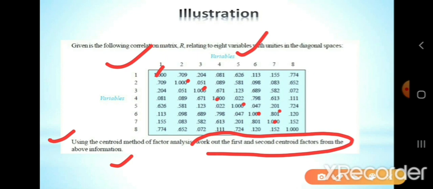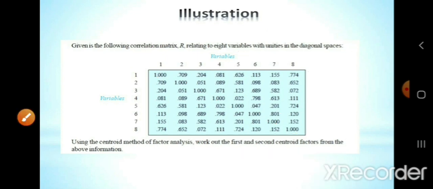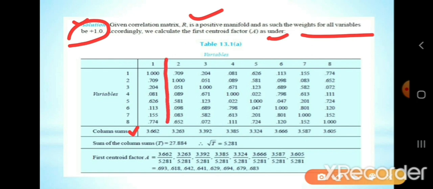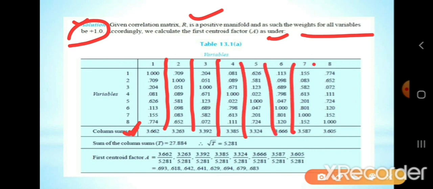Okay, so this is our correlation matrix. So the first step is, as we can see, all the scores in the given correlation matrix are positive manifold, because all the weights are positive. So we will calculate the first centroid factor. The first step is we'll get the column sum. We'll add all the values of each column and get the column sum for each variable 1, 2, 3, 4, 5, 6, 7 and 8.